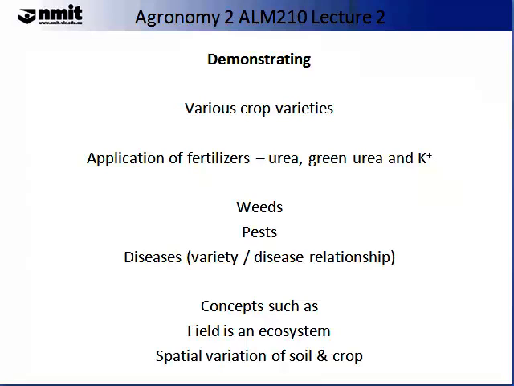We will be able to demonstrate various weeds, pests and diseases. You will be able to see a variety-disease relationship. That is, that wheat may have one disease while the canola will not have that disease. Concepts will be talked about in this demonstrator. The field is an ecosystem, and this is something that you will be able to see from such a demonstrator. We will also be able to show spatial variation of soil and crop growth.